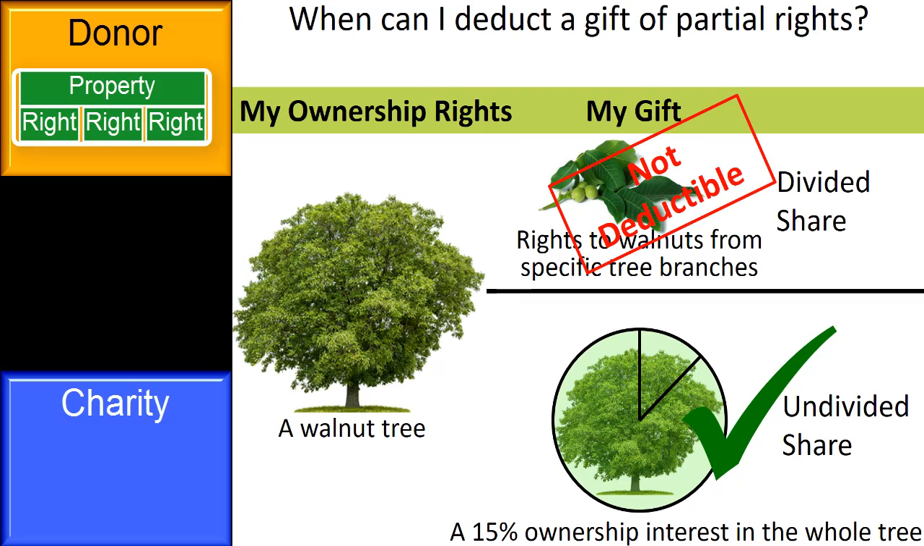We have seen how a donor who retains specific types of interest in property and gives other types of interest to charity makes a non-deductible gift of a divided share in property. However, is there a case in which a donor may contribute less than the complete ownership rights, in other words, a partial interest, to the property and still deduct a gift?